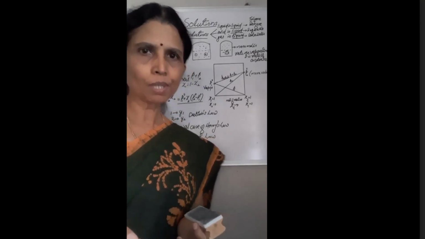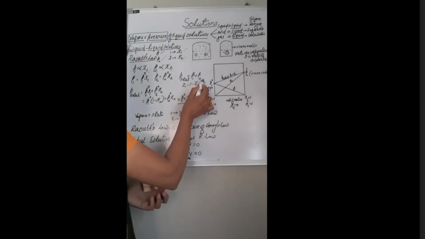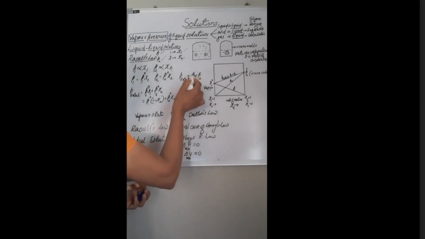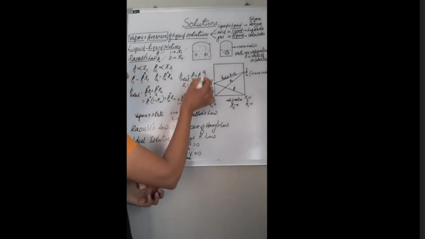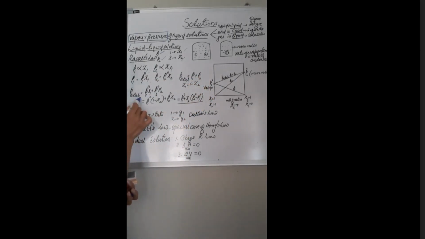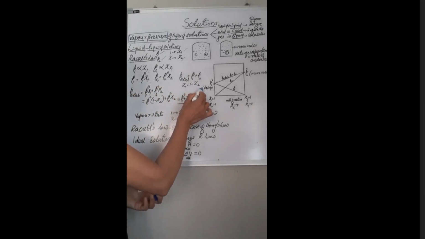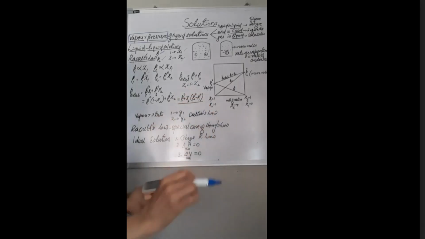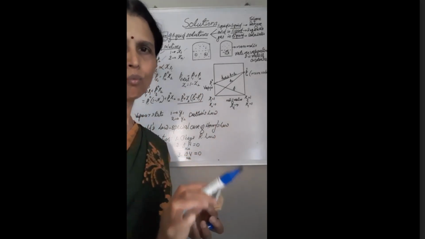So the total vapor pressure, P total, can be written as P1 plus P2. Substituting the values of P1 and P2, we have P total equal to P1 naught into x1 plus P2 naught into x2. But we know that x1 is equal to 1 minus x2. This we get from the relationship that the sum of the mole fractions of these two components is equal to 1.